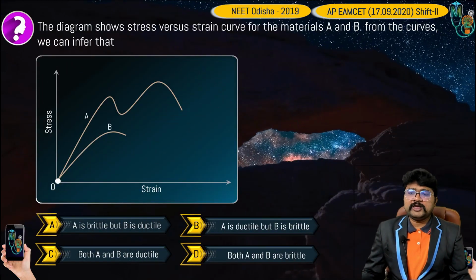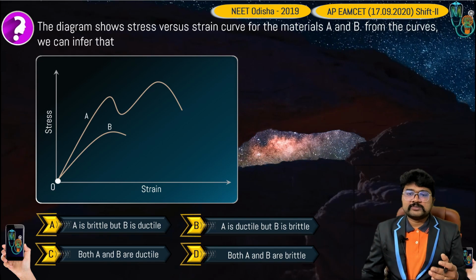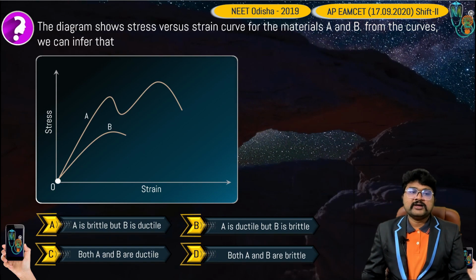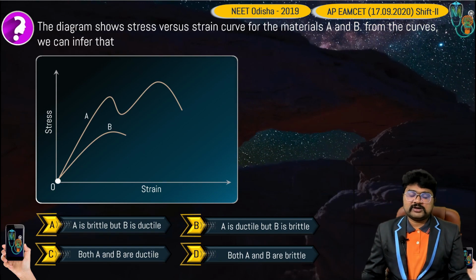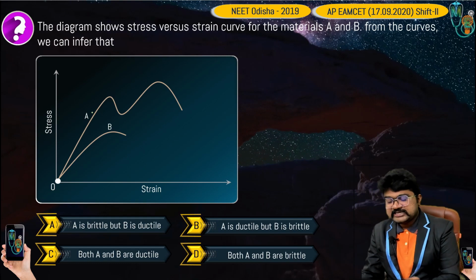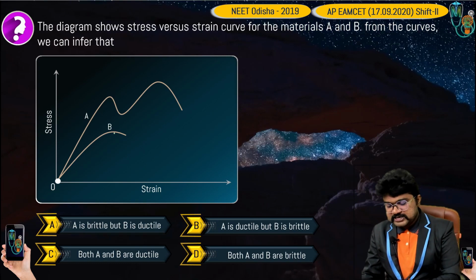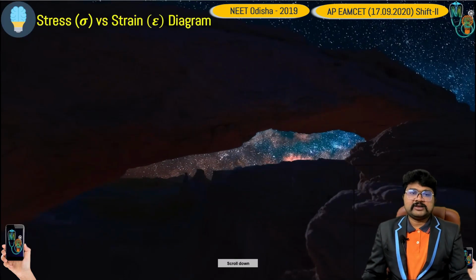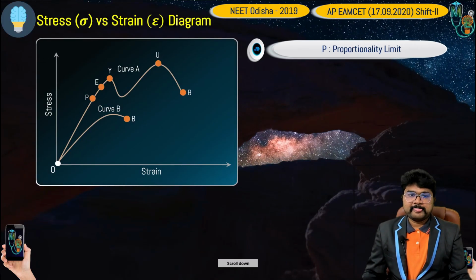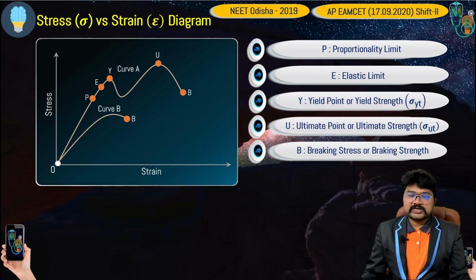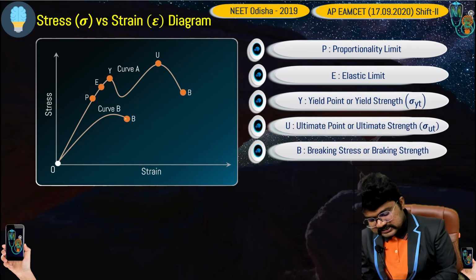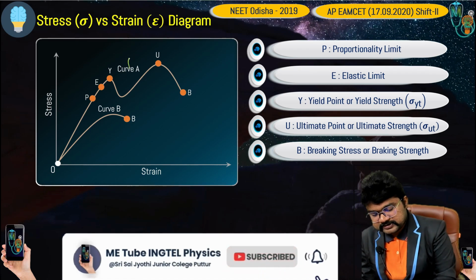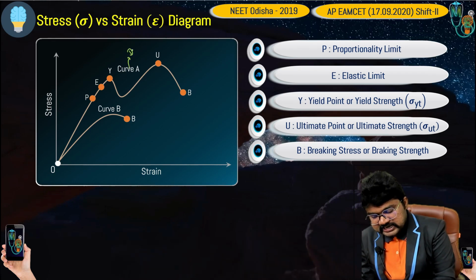Read the question carefully. The diagram shows stress versus strain curve for the materials A and B. From the curves, we can infer that A is the ductile material, B is the brittle material. Understood? Which one is brittle and which one is ductile, they are asking. We already know that. Here sudden failure will occur. Curve A represents ductile material.